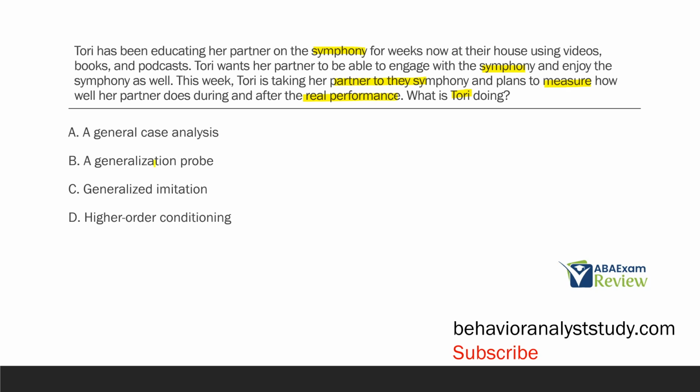And we do that through a generalization probe. Generalized imitation. Tori isn't imitating. If anything, her partner will be imitating Tori, but we're looking at Tori's behavior, and she's measuring her partner's behavior.